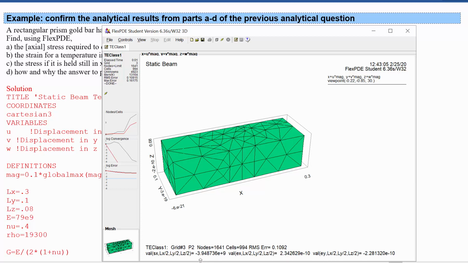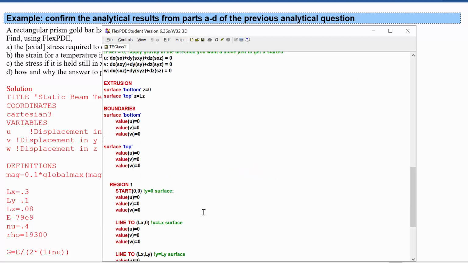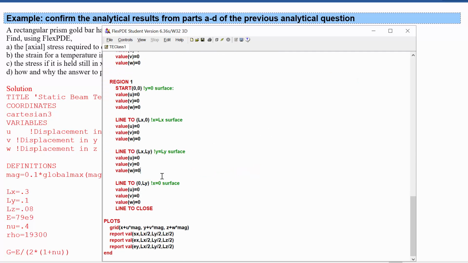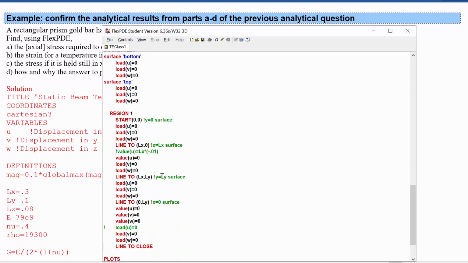And we have much more stress required in X in order to make this happen. This is the 3.95 gigapascals rather than the 790 megapascals that was required to just hold it still in X. Final note, what happens if we go back to the previous loading conditions?